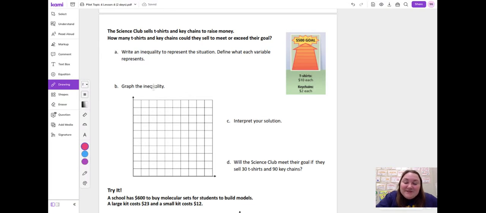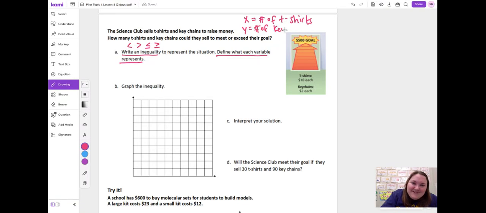So a couple things to help us write our inequality. First, it says write an inequality. That word inequality is a sign that we want to be using one of these, not an equal sign. The other thing we need is our variables before we write our inequality. Here, there are two things we don't know. We don't know how many t-shirts, and we don't know how many keychains they're selling. So I'm going to use x to represent my number of t-shirts, and y to represent my number of keychains.